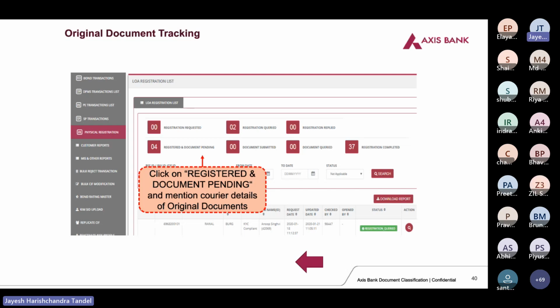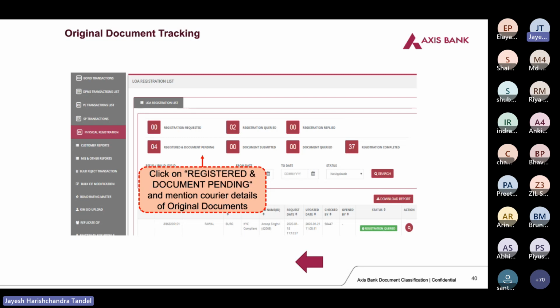So as soon as the online mode gets activated for that customer, that entry will move to registered and document pending. In that case, if you have the original documents with you, you have to courier those documents to IPS operation at the center office, right?